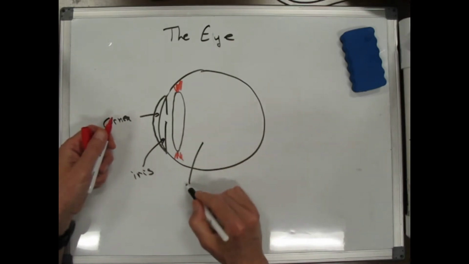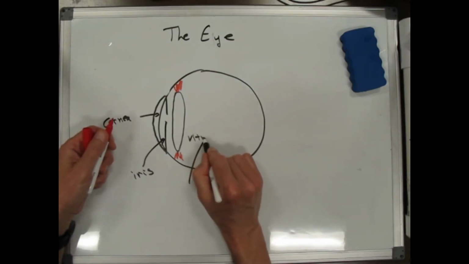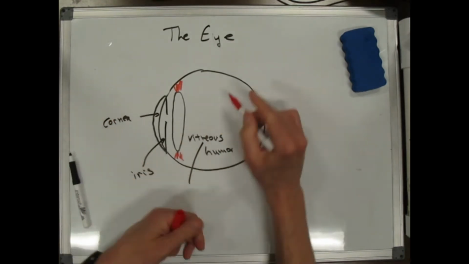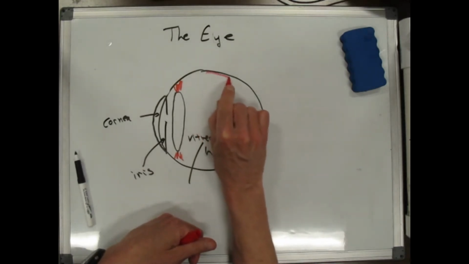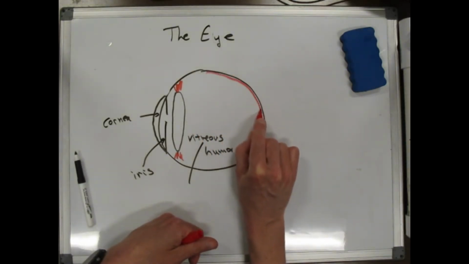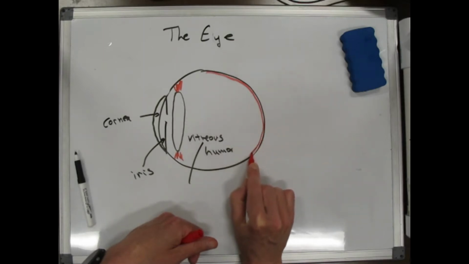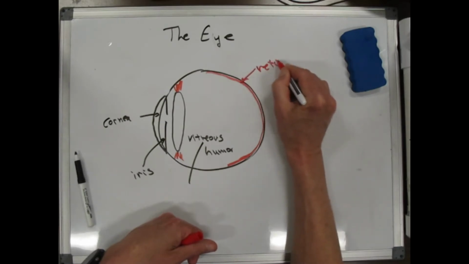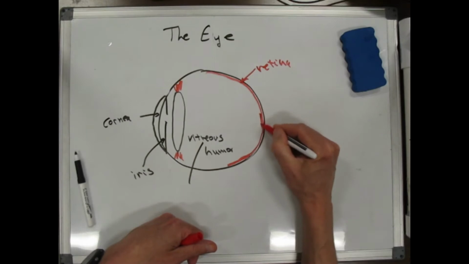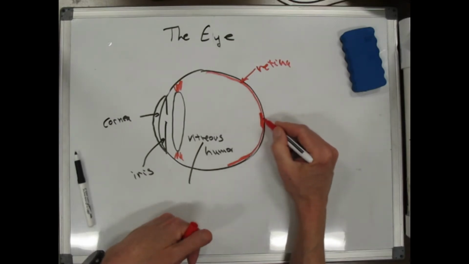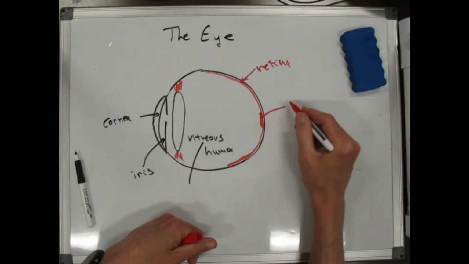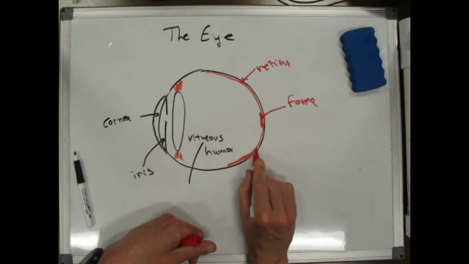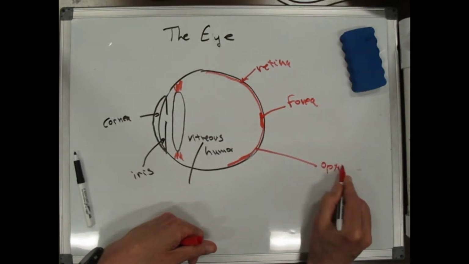This fluid in here is called the vitreous humor. Back along this back wall here is the retina. Straight back from the center is where you have the highest density of light sensors. This is called the fovea. It's better at color sensing than light dark. Out here is the optic nerve coming out this way.